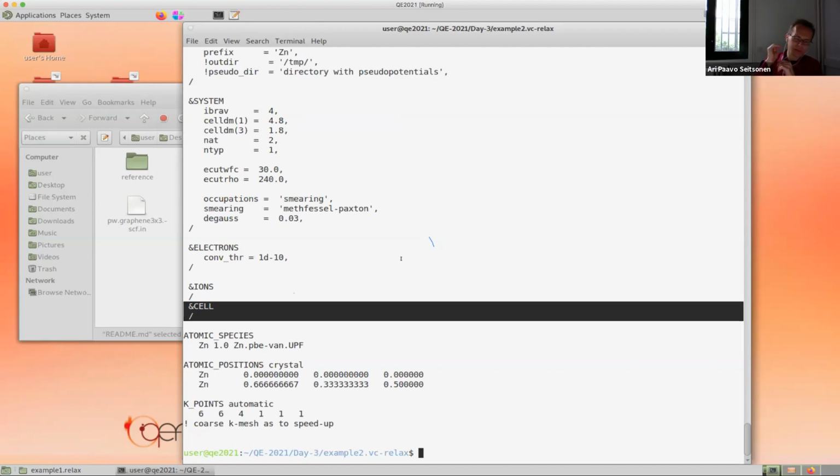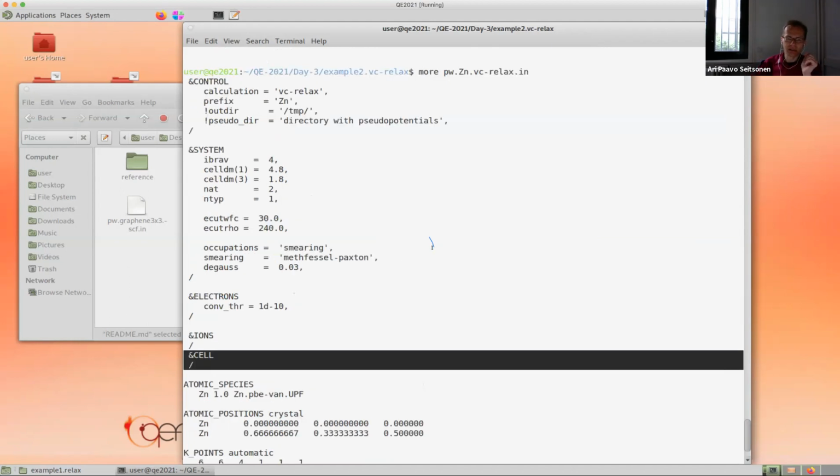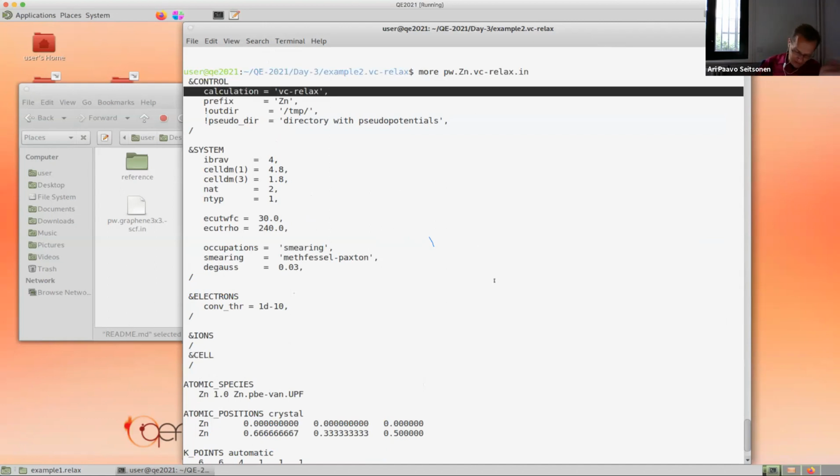So the easiest to converge with the cutoff, if you increase the cutoff, is the total energy. The next one would be the forces, and the third one, unfortunately, is the stress tensor. So usually you have to go to a higher cutoff energy if you want to use the VC relax. And again, you have to test the convergence.